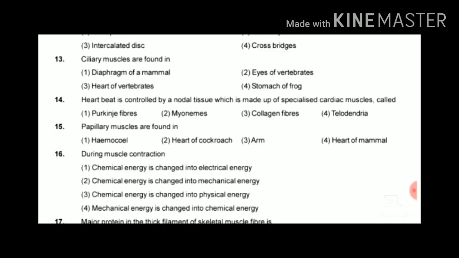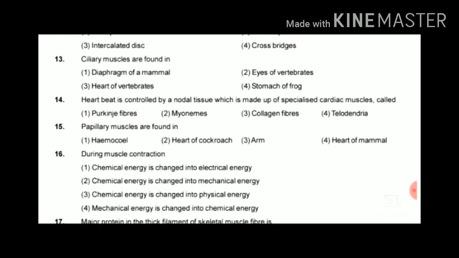Next is question number 14. Heartbeat is controlled by a nodal tissue which is made up of specialized cardiac muscles called number 1, Purkinje fiber, number 2, myonemes, number 3, collagen fiber, number 4, telodendria. And the answer is option number 1, Purkinje fibers. These are the network of fibers located in the inner ventricular wall of the heart, which receives the conductive signal. So option number 1 is the right answer.